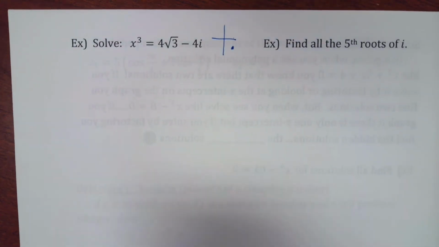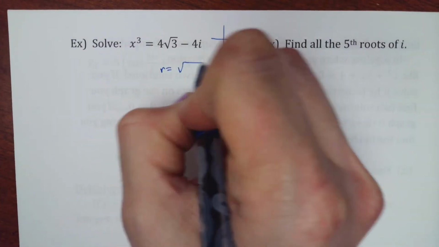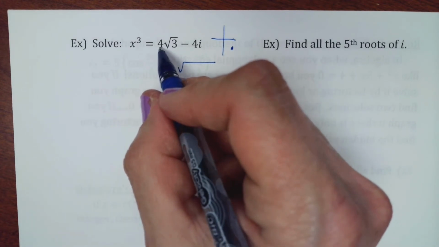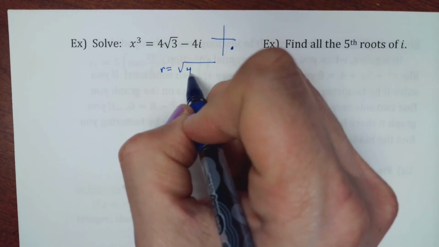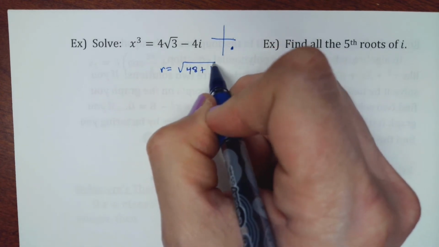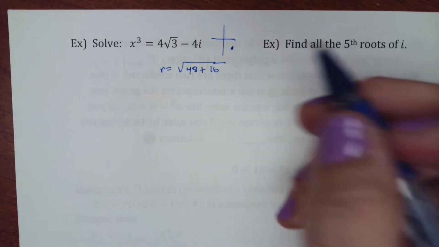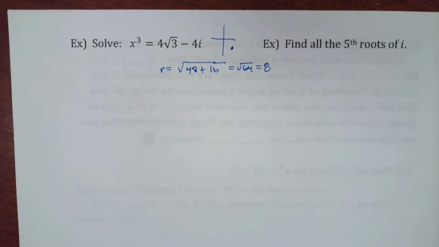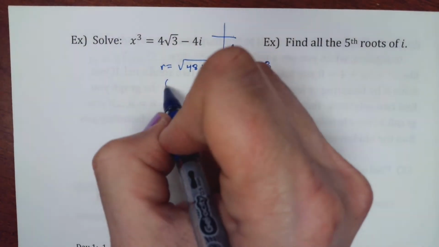So my r value is the square root of that thing squared. So 4 squared is 16. 16 times 3 is 48. Plus 4 squared is 16. So that would be 64. So my r value is 8. Okay? And then I have to find my angle.